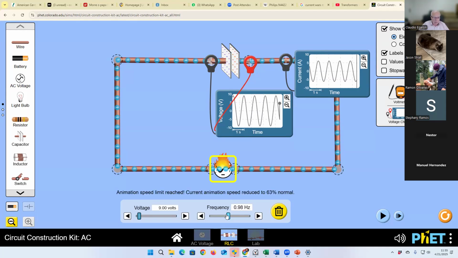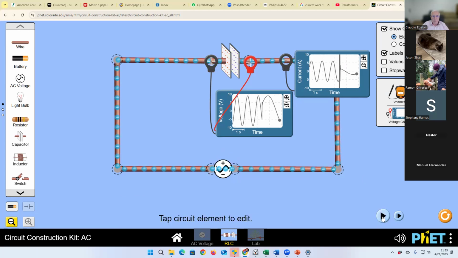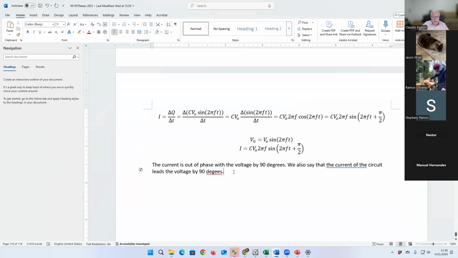And now I'm going to decrease the frequency. And the amplitude of the current should decrease as well. See that? Here you go. The amplitude, see that? Much lower, right? The amplitude is clearly lower. The amplitude of the current for the lower frequency is lower than the amplitude for a higher frequency. Okay? So here you go. The current is out of phase.